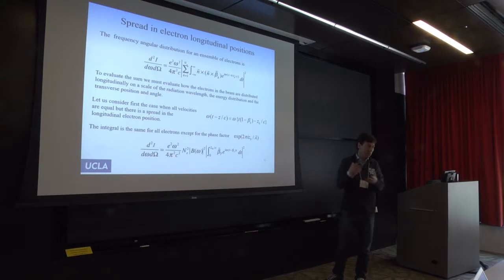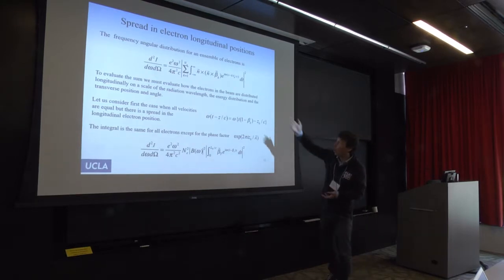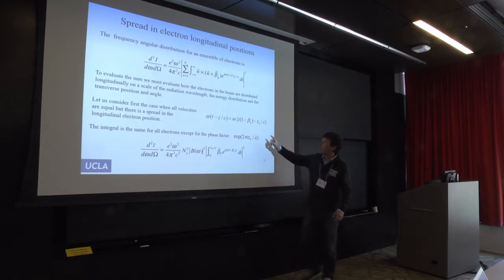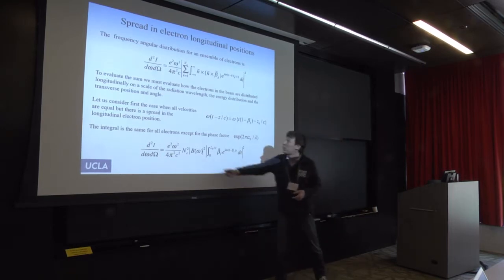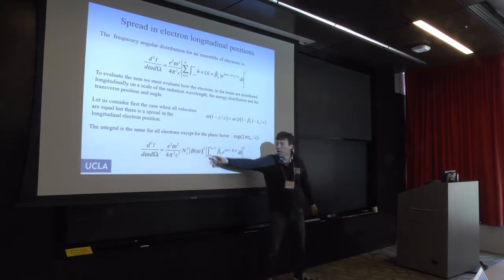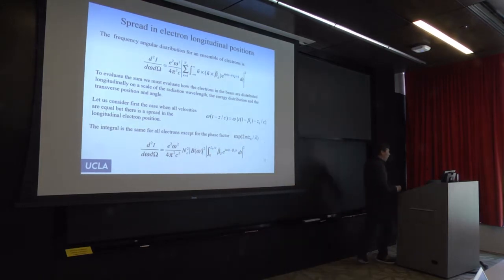Now, each electron is actually going to have its own position and its own velocity. But let's consider at the beginning the case in which all the velocities are the same. The only different thing in the electrons is their longitudinal position. So there is a spread in the z coordinate. So the beam has a finite longitudinal spread. So when you do that, the integral will be the same for all electrons, except that there is a phase factor. There is a phase factor that you can bring out of this integral, this factor b of omega.